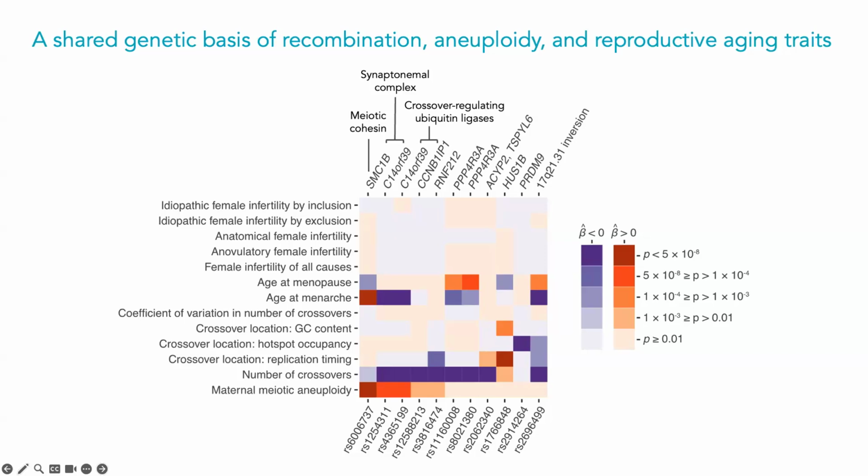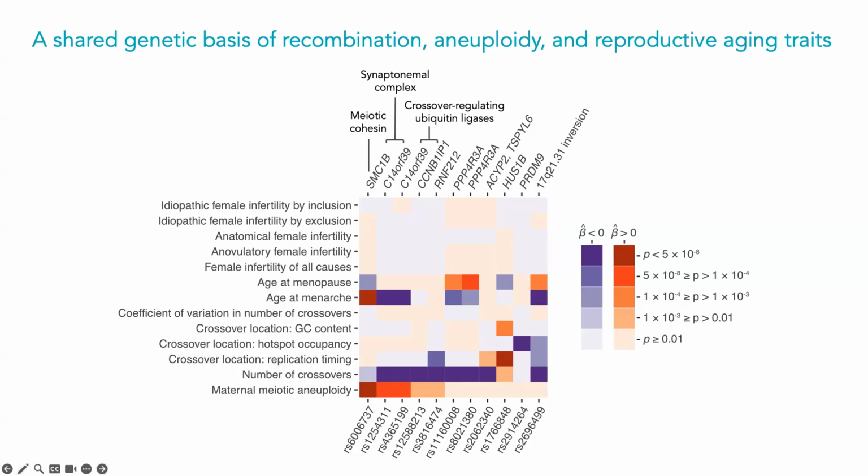Another interesting observation is that the same variant that's associated with higher rates of aneuploidy and lower rates of crossovers is also associated with seemingly later age at menarche and earlier age at menopause, so shortening of the female reproductive window. We sporadically pull out other associations like that, but the direction of associations is not necessarily consistent, so we're still trying to understand more mechanistically what could be going on there.